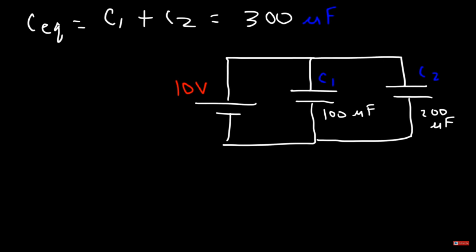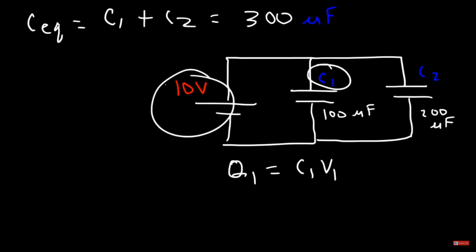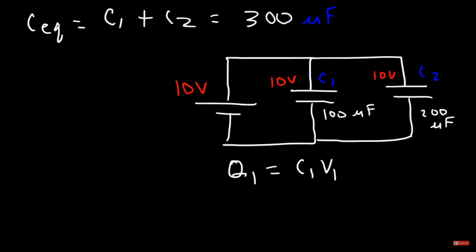Now, how much charge is stored in C1? To calculate the charge, Q1 is equal to C1 times V1. So you need to know the voltage across C1. In a parallel circuit, the voltage across every element that's parallel to one another is the same. C1 is connected directly across the battery, so it has a voltage of 10 volts when it's fully charged. And the same is true for C2. They will all have the same voltage. So V1 is 10 and V2 is 10.